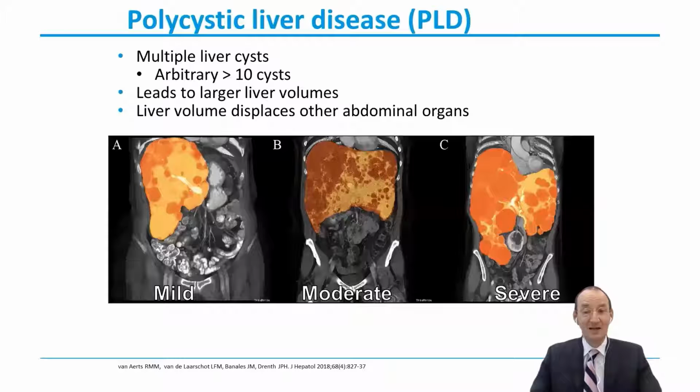Polycystic liver disease extends a wide range. Patients have multiple liver cysts, arbitrarily defined as more than 10 liver cysts, which leads to hepatomegaly. And you can see that a large liver volume can displace other abdominal organs. At the left side, panel A, you can see a mild phenotype, and on the right side, panel C, you can see indeed a patient with a very severe phenotype, where you can see that the other organs are compressed and being displaced to the lower abdomen.